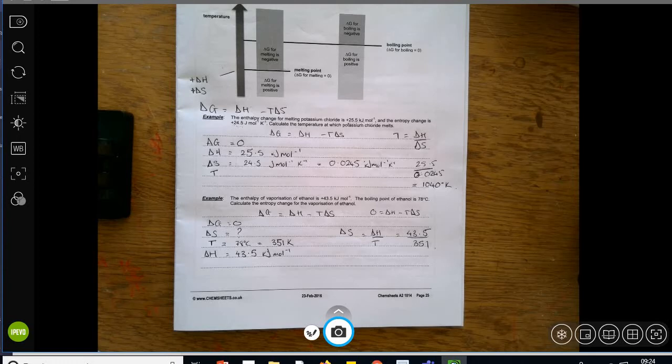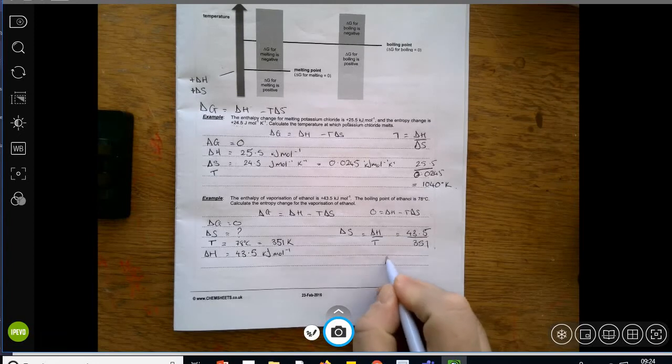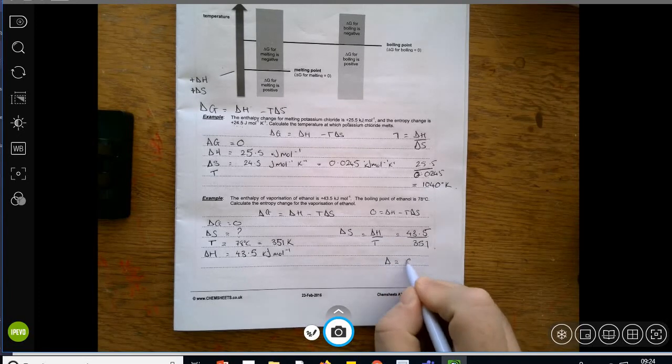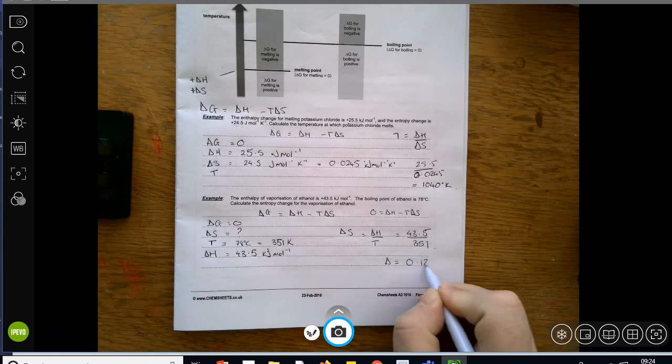43.5, oops, divided by 351 equals. Right, delta S is equal to 0.123.